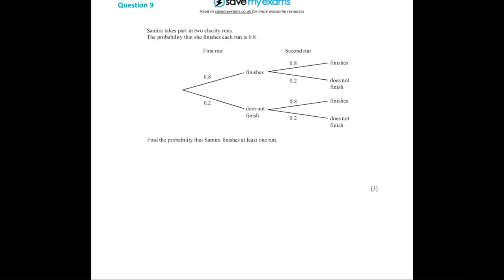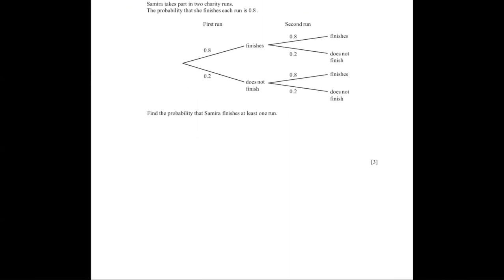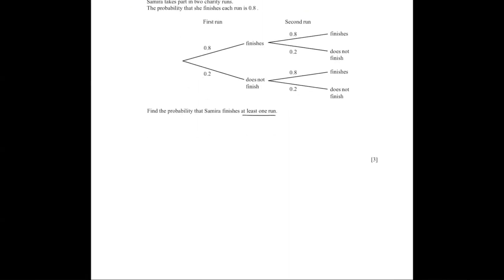And last question. 2 charity runs, probability that finishes a run is 0.85, probability that finish at least one run. So 1 minus probability of not finishing both. Does not finish, 1 minus 0.2 times 0.2. 1 minus 0.04, 0.96.